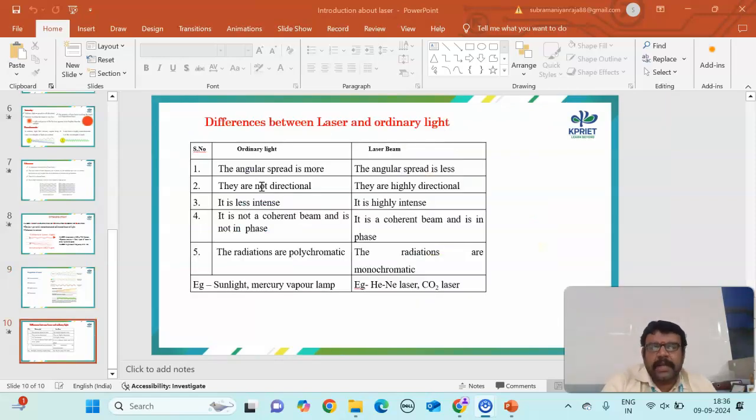So these are the differences between laser and ordinary light as far as the introduction part is concerned. This is the summary of the introduction part. The angular spread is more in ordinary light, whereas it is less in a laser beam. Ordinary light is not directional, whereas a laser beam is highly directional. In intensity, ordinary light is much less intense compared to a laser beam. Ordinary light is not a coherent beam and is not in phase, whereas a laser beam is coherent and in phase. The radiations are polychromatic in ordinary light and monochromatic in laser. Examples of ordinary light are sunlight and mercury vapor lamp, whereas examples of laser beams are helium neon laser and carbon dioxide laser.